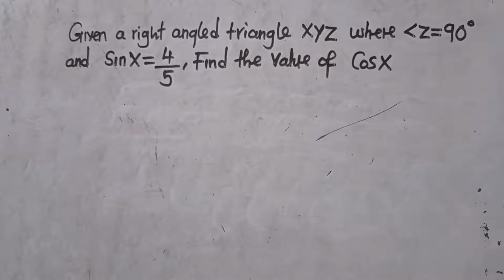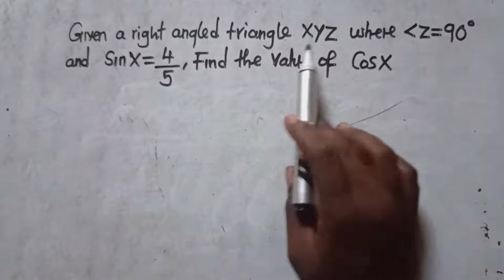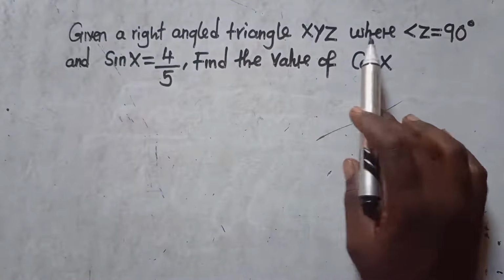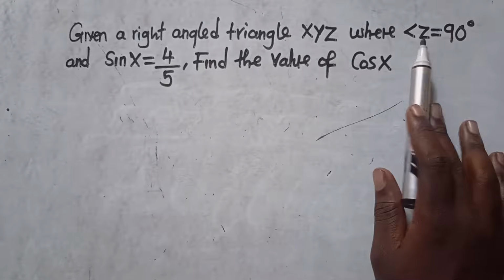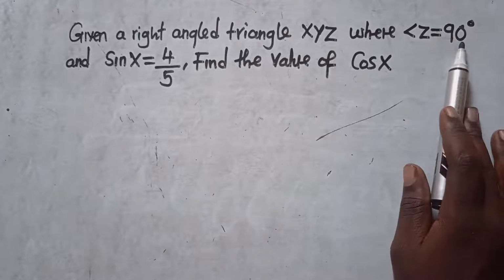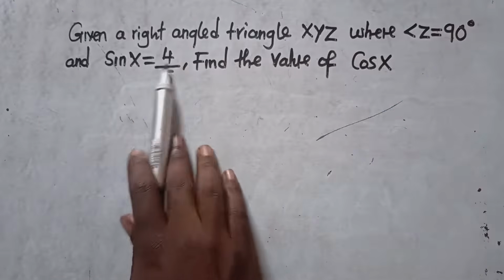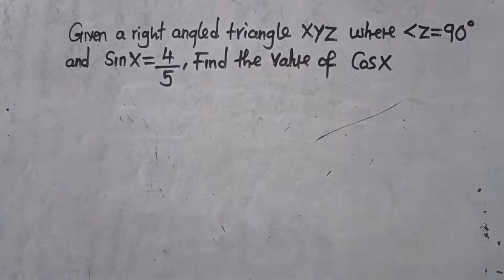This is another question that I want us to revise through. How can we answer this question? Given a right-angled triangle XYZ, where angle Z is equal to 90 degrees, and sine X is equal to 4 over 5. Find the value of cos X.